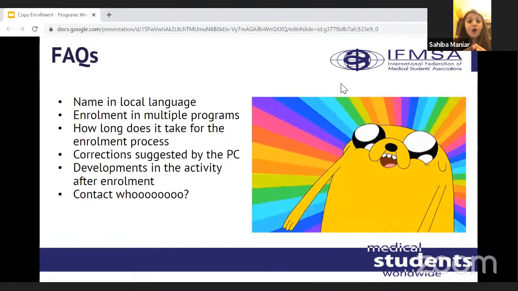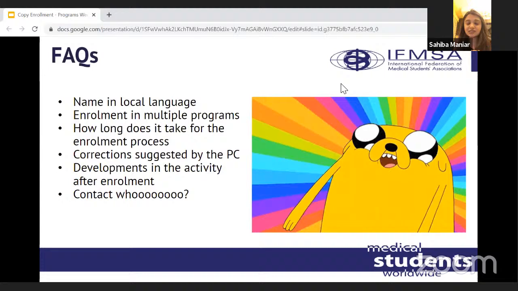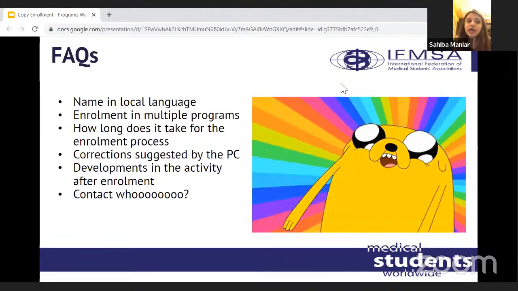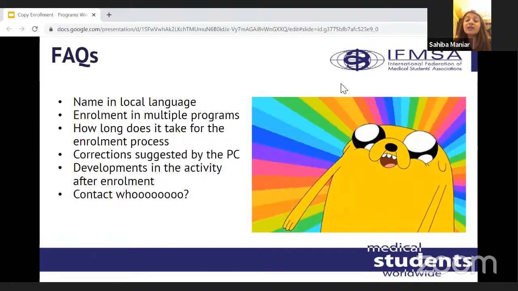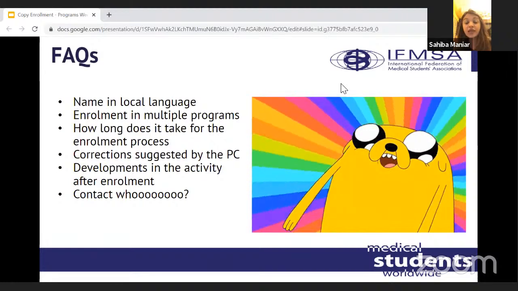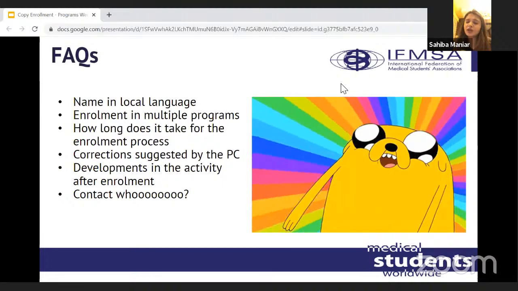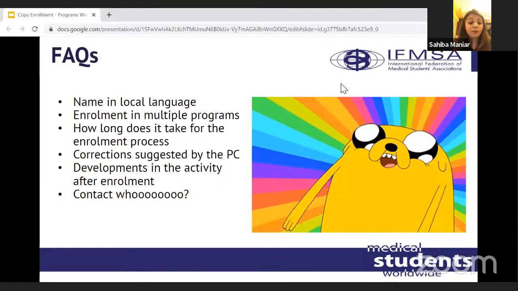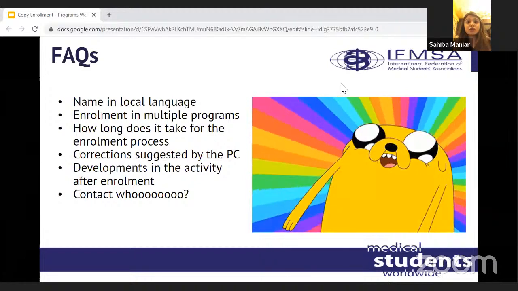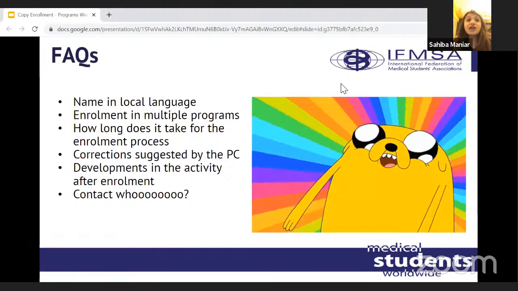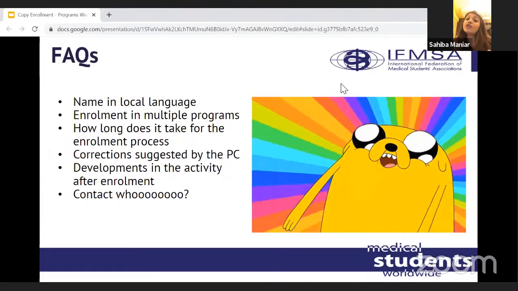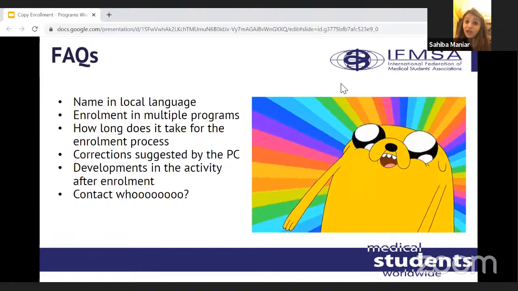The next one, corrections suggested by the PCs. Enrollment is a very subjective thing. Sometimes some PCs may have a certain criteria of enrollment, and hence he or she may suggest some corrections to you. That really does not mean your activity does not make it to the enrollment cut. That really does not mean your activity is not impactful enough. That also does not mean that your activity is not going to make a great impact with IFMSA.